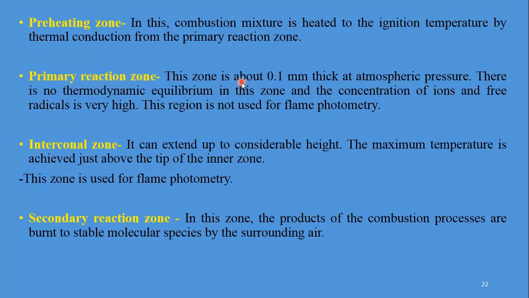Primary reaction zone. This zone is about 0.1 mm thick at atmospheric pressure. There is no thermodynamic equilibrium in this zone and the concentration of ions and free radicals is very high. So this part is not used for quantitative analysis in flame photometry. This is very important in flame emission spectroscopy. Interconal zone. It can extend up to a considerable height. The maximum temperature is achieved just above the tip of the inner zone. This zone we will use for flame photometry.